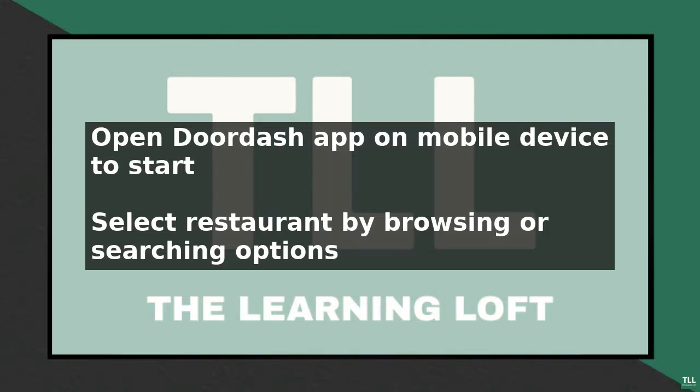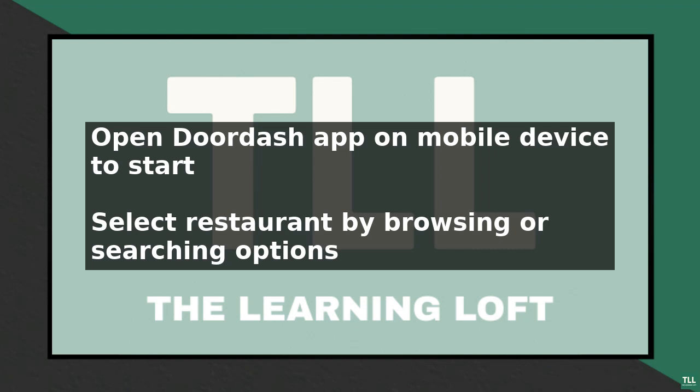To create a Doordash group order, start by opening the Doordash app on your mobile device. Once the app is open, select the restaurant you would like to order from by browsing through the available options or by searching for a specific restaurant. After selecting the restaurant, click on the Start Order button to begin your order.